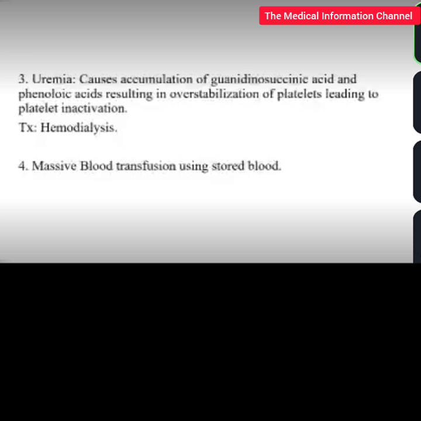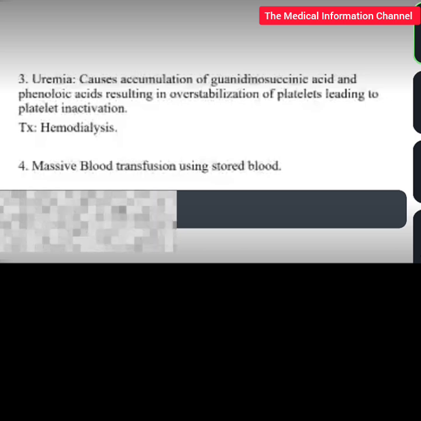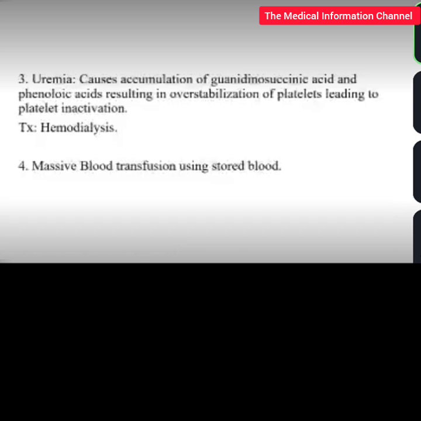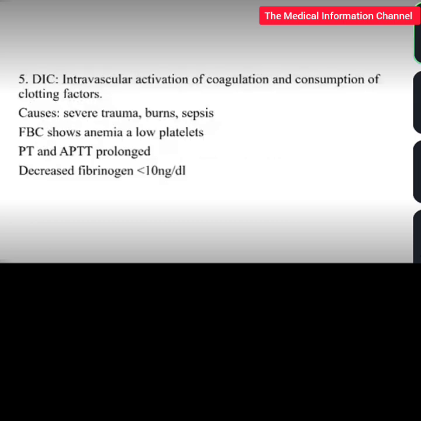Another acquired cause is uremia, which occurs in chronic kidney disease, and it causes the accumulation of guanidinosuccinic acid and phenolic acids, which results in overstabilization of the platelets. So they can't be activated because they are stabilized. So the treatment is by hemodialysis. Then also, massive blood transfusion using stored blood can also cause that.